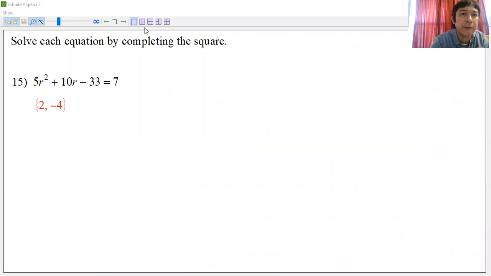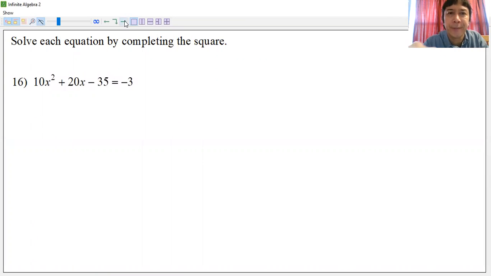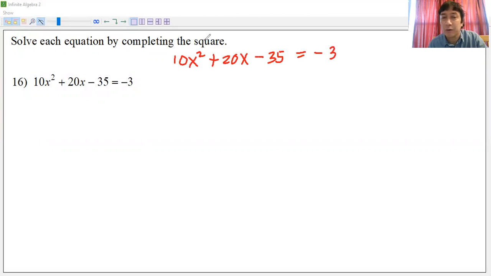Let's have the next number 16. All right, here's number 16. We have 10x squared plus 20x minus 35, and this is equal to negative 3. Now, you can see the coefficient of the x squared. It's not 1, it's a 10. So we will factor out the 10. We'll concentrate on these first two terms, factor out the 10.